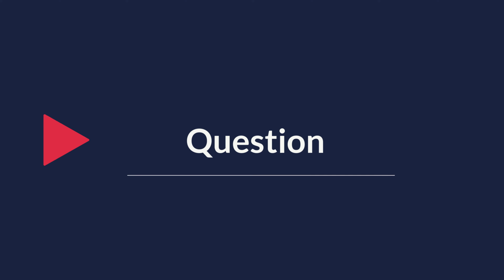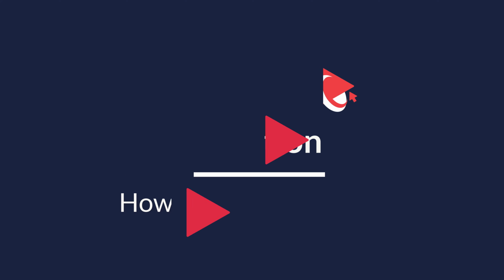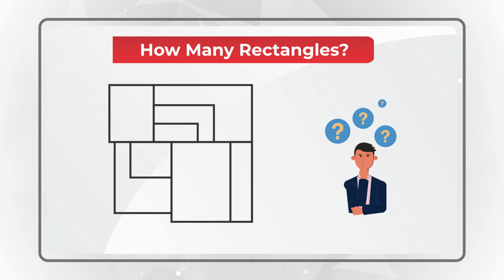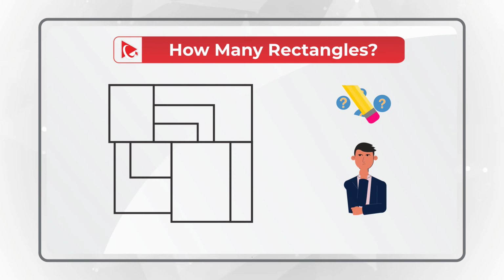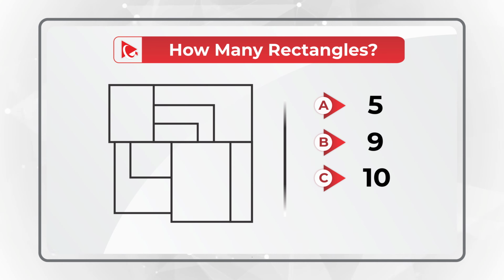Here's an amazing question to test your analytical brain power. You're presented with the shape, and you need to determine how many rectangles are part of this shape. You have 4 different choices. Choice A, 5. Choice B, 9. Choice C, 10. And choice D, 12.